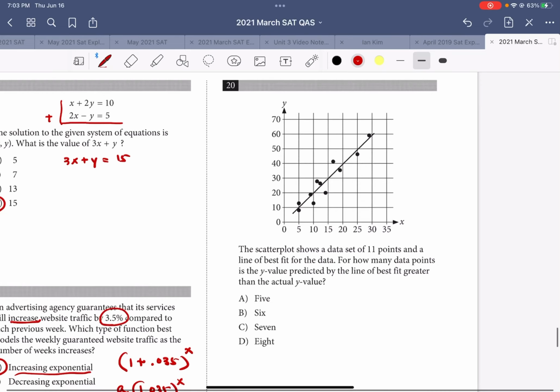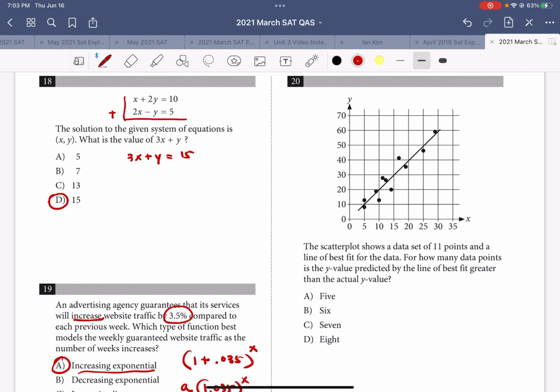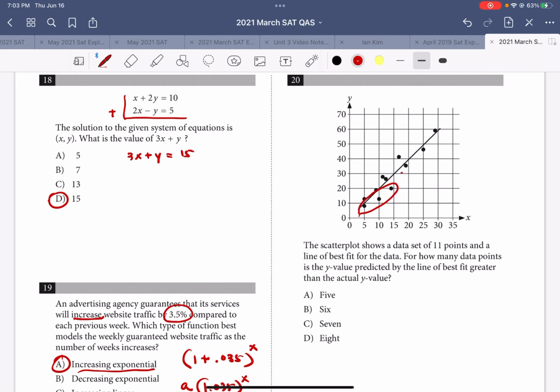Now number 20. The scatter plot shows a data set of 11 points and a line of best fit for the data. For how many data points is the y value predicted by the line of best fit greater? Okay, so the predicted value is greater than the actual. So you count those. For example, that point is greater than actual. So you should count the points below that best fit line. So you have a total of 5.